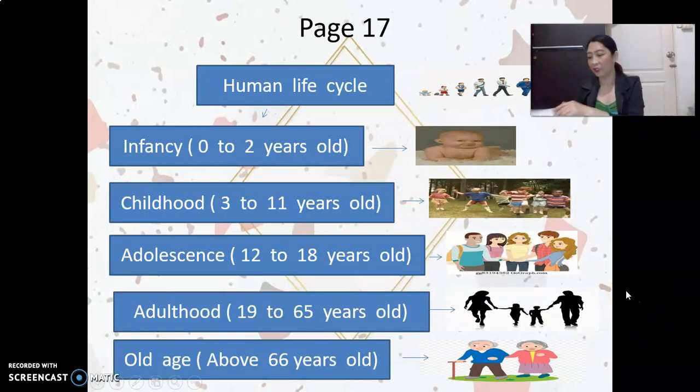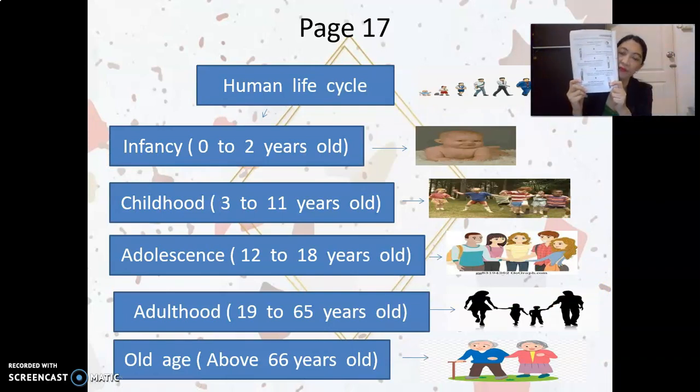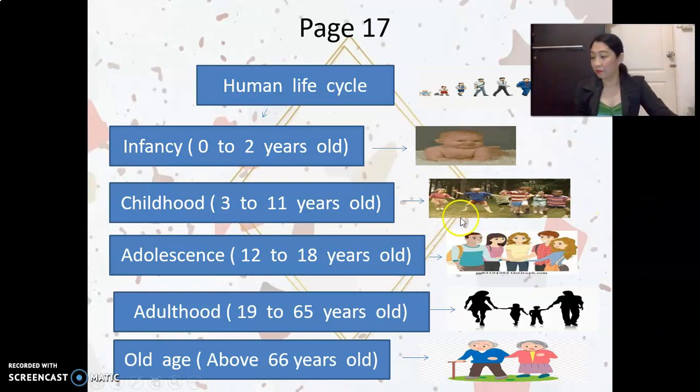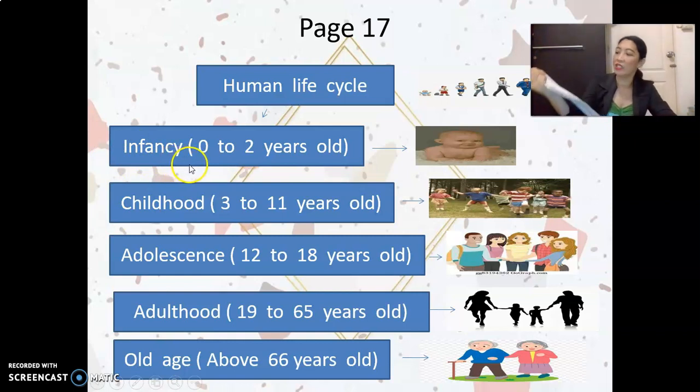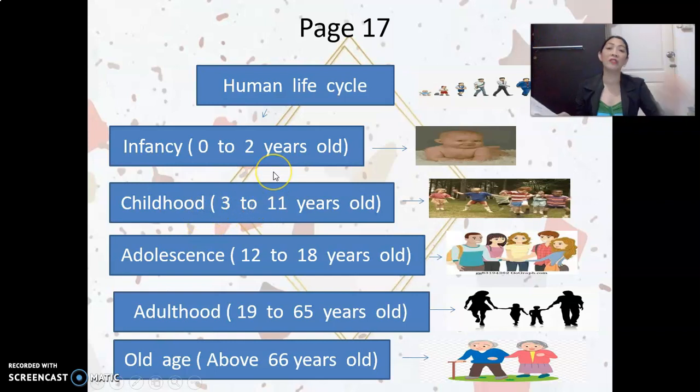Next is page number 17. Page number 17 is the human life cycle. Number 1 is infancy. Infancy is 0 to 2 years old. Number 2 is childhood. Childhood is 3 to 11 years old.